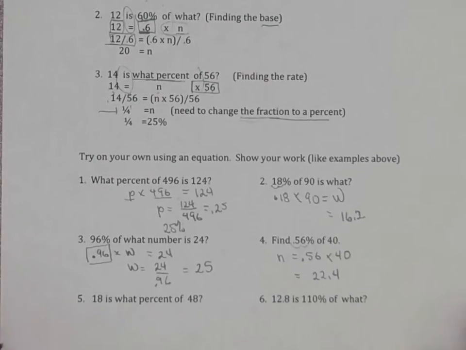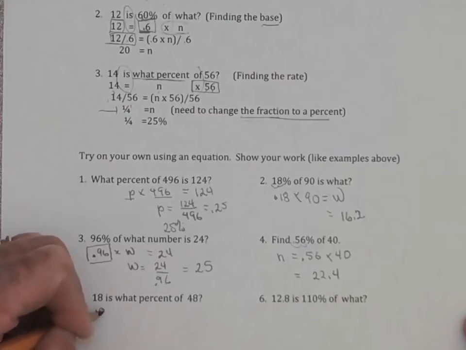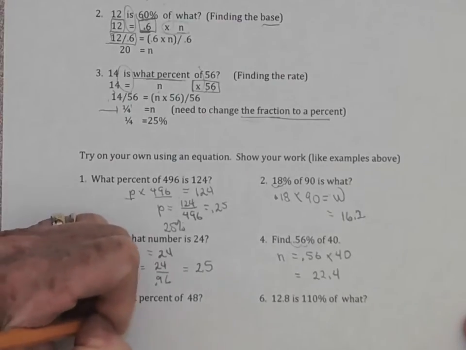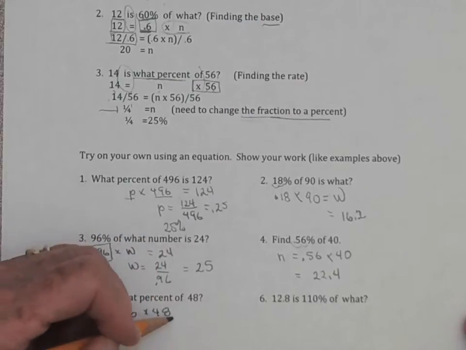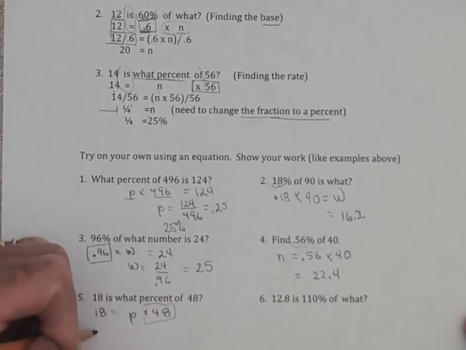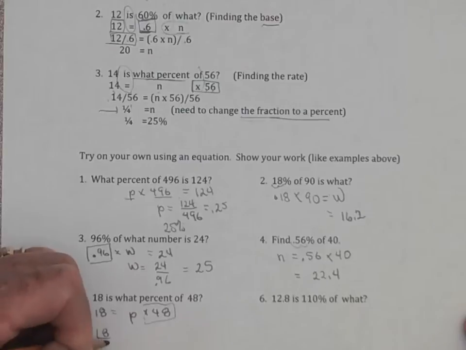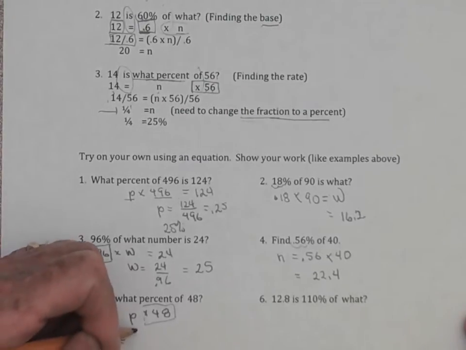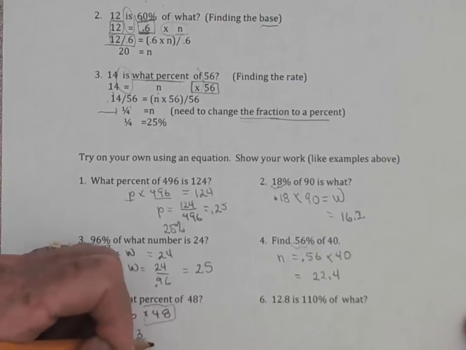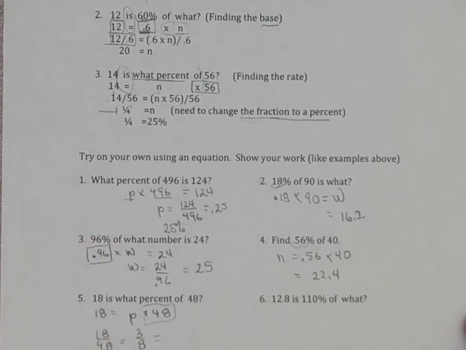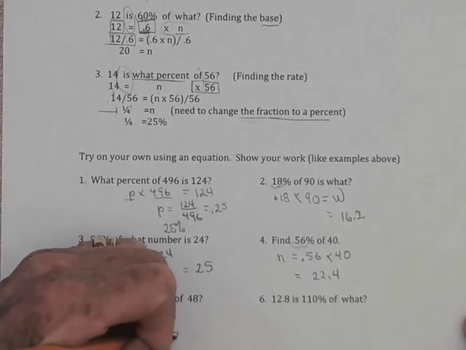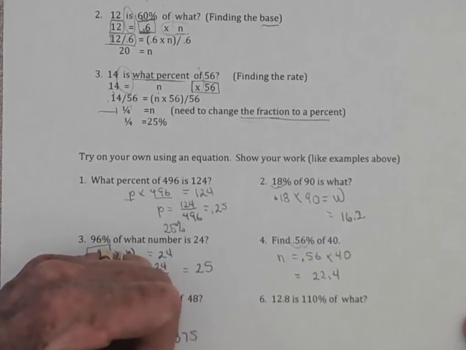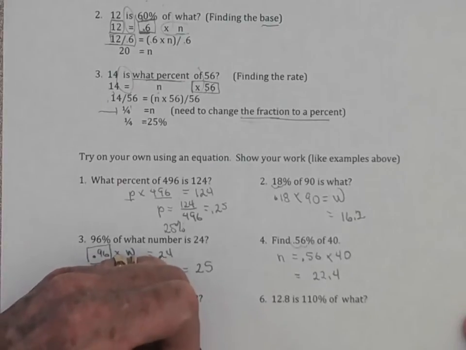And then the next one, 18 is, we don't know the percent, of 48. So again, we are going to divide by this number over here. So 18 divided by 48. I see that that can be simplified. They're both divisible by 6. So that equals 3/8, which I think is one of the percents you're supposed to know, is 0.375 or 37.5%.